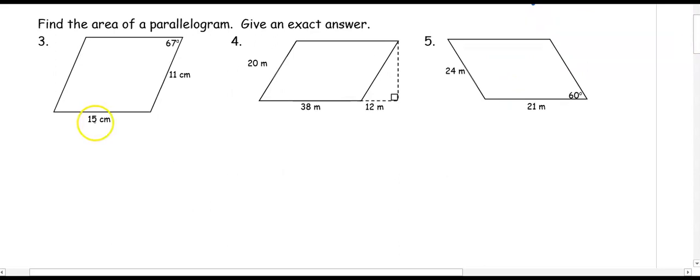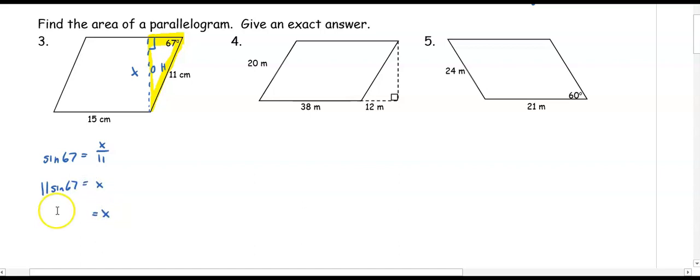In number 3, we have our base is 15. We have the other side is 11, but we don't have the height yet. So what we're going to do is draw in a height that makes it perpendicular. Now we want to focus on this triangle. If I'm using that triangle, I know that I have the opposite and the hypotenuse. So I'm going to use sine to find the height of the parallelogram. So we have the sine of 67 is equal to x over 11. So we have 11 times the sine of 67 equals x.